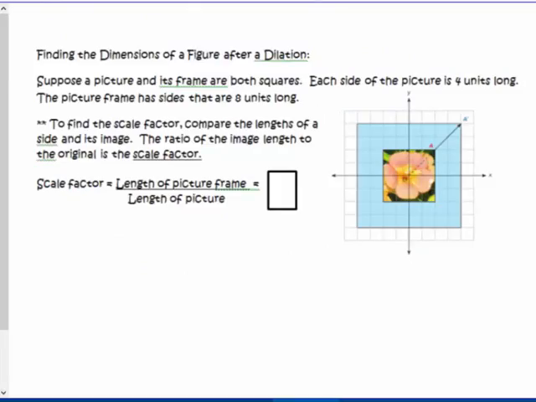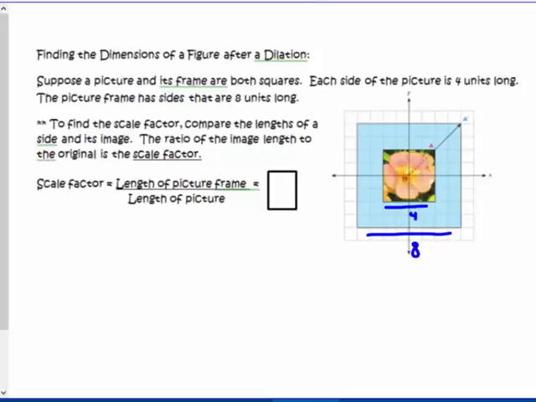Finding the dimensions of a figure after a dilation. So suppose a picture and its frame are both squares. It's a pretty big frame on that. Each side of the picture is 4 units long. The picture frame has sides that are 8 units long. So this is length of 4, and this is length of 8.